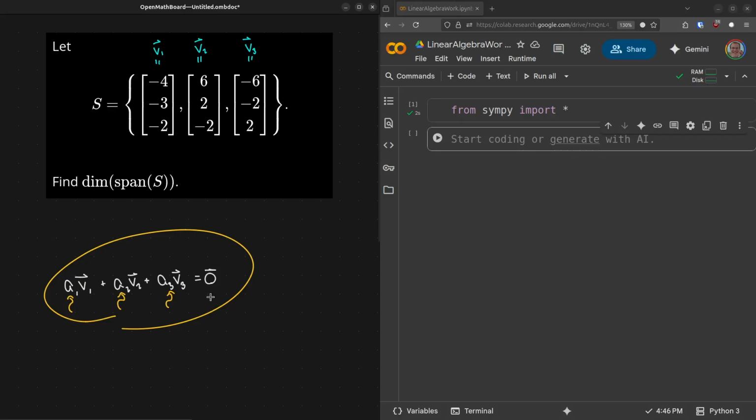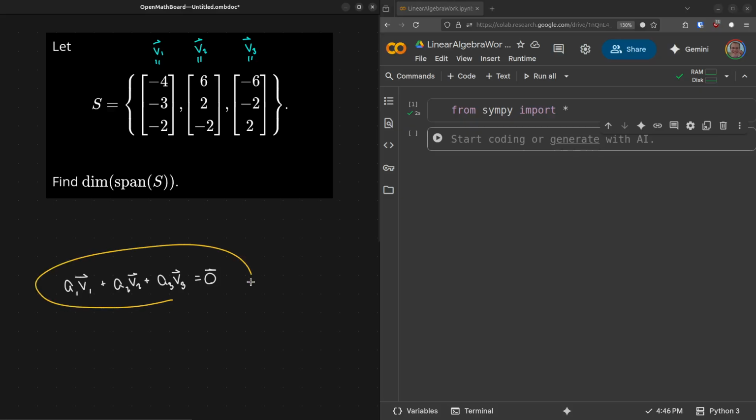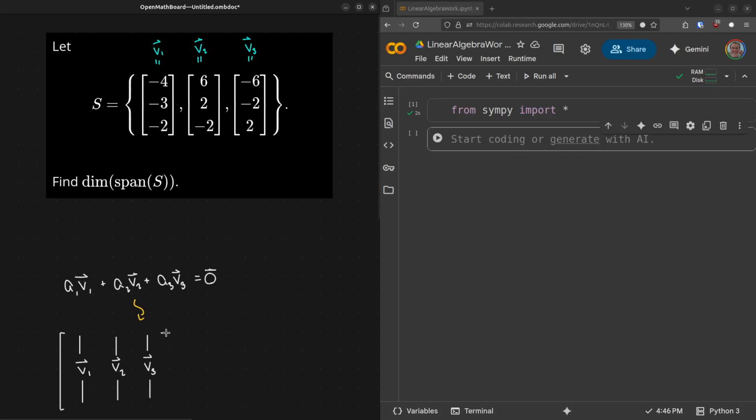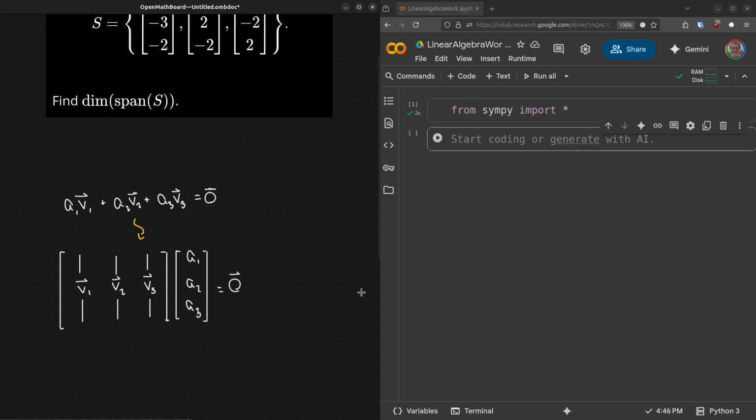Okay? If there is another set of values for a1, a2, and a3 other than just the trivial solution, then the vectors are linearly dependent. So we want to see what the solution to this equation looks like. Okay, remember, we can translate this equation into its matrix equation, where the columns of the matrix are the vectors, multiplied by our scalar coefficients, a1, a2, a3, equals the zero vector. Okay?